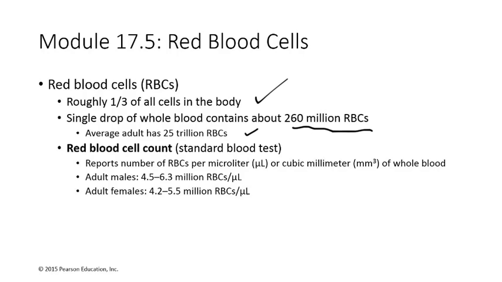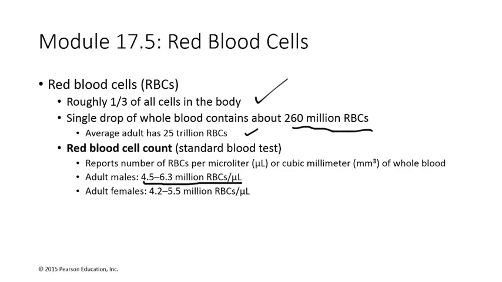Okay, and again, the numbers. Now, this is the actual number of cells. So 4.5 to 6.3 million red blood cells per microliter. That's going to be your average number for males and lower for females. Notice the numbers do overlap. The females, 4.2 to 5.5.